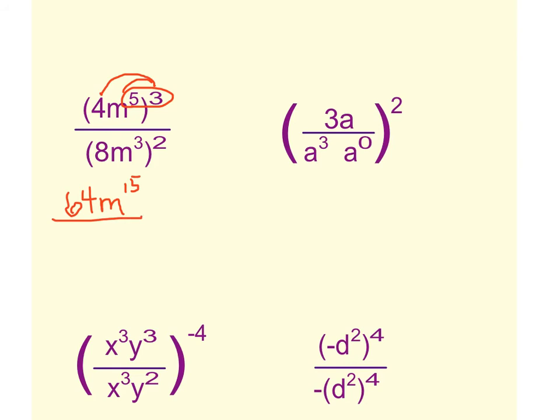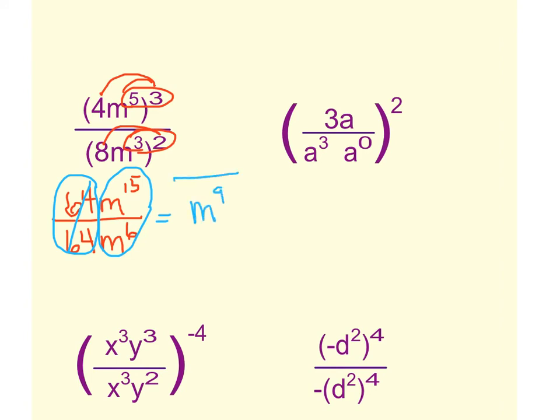Over. Now on the bottom, you square the 8 and you get 64. Oh, that's kind of nice. And then you square the m, but it already has an exponent, so you keep your m and you just multiply those. Now when we simplify this, divide the numbers out front first. 64 divided by 64 is 1, or you could just cross them off. And now the m's, when you're dividing your m's, you keep your base of m and subtract. 15 minus 6 is 9, so we get m to the 9th power.